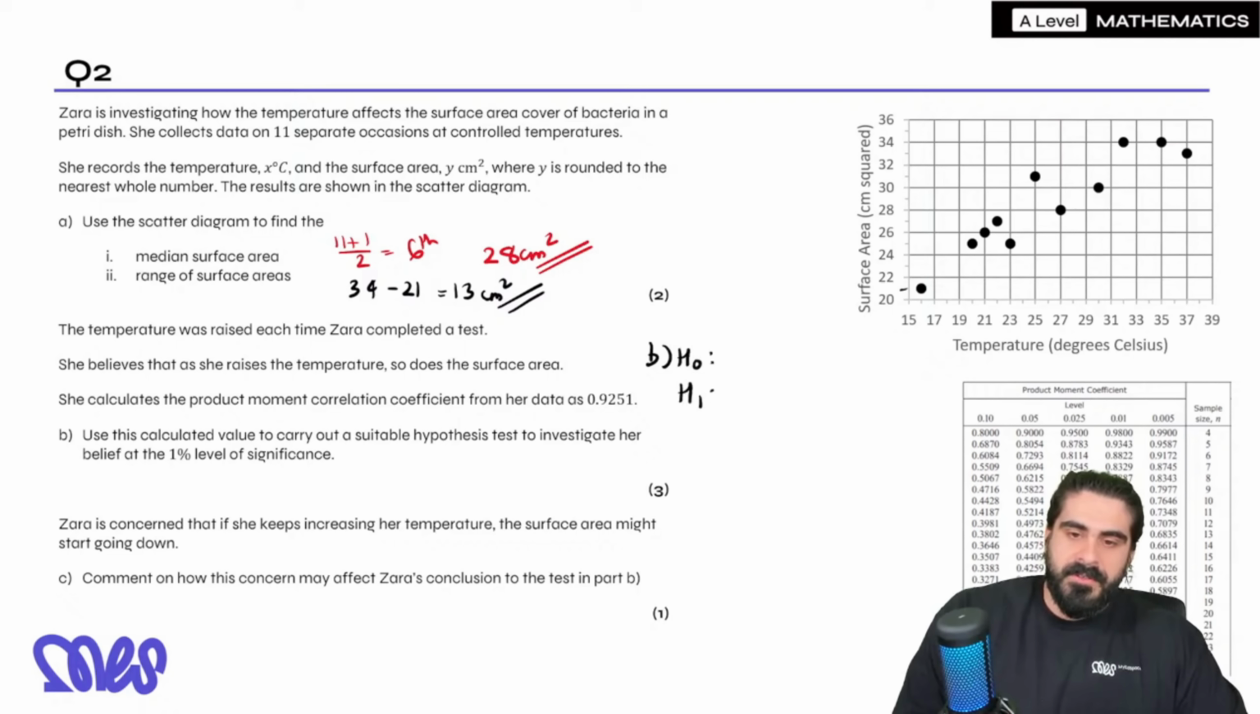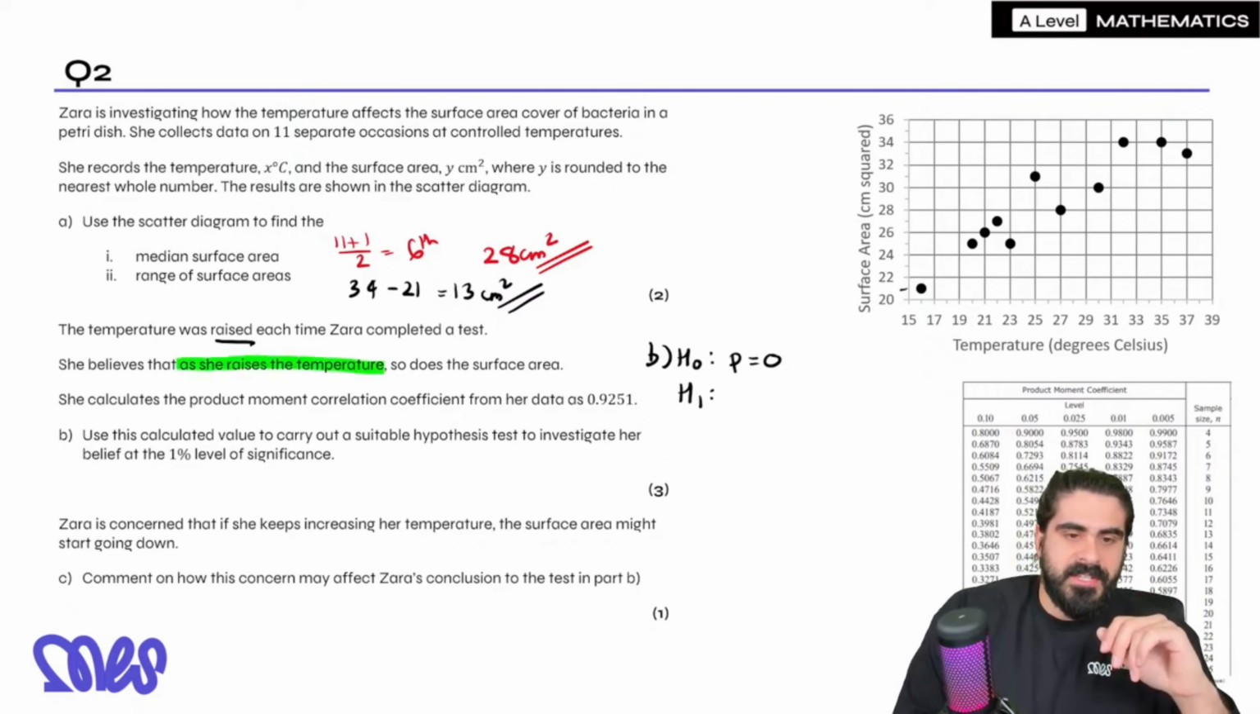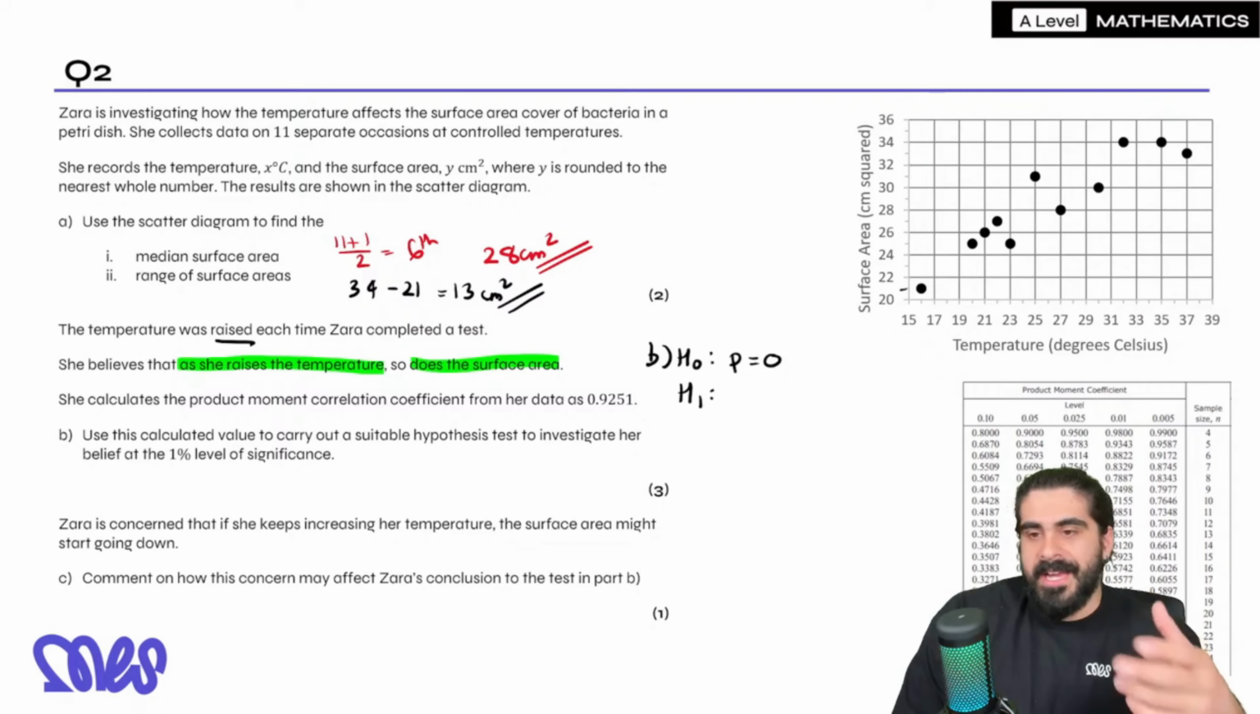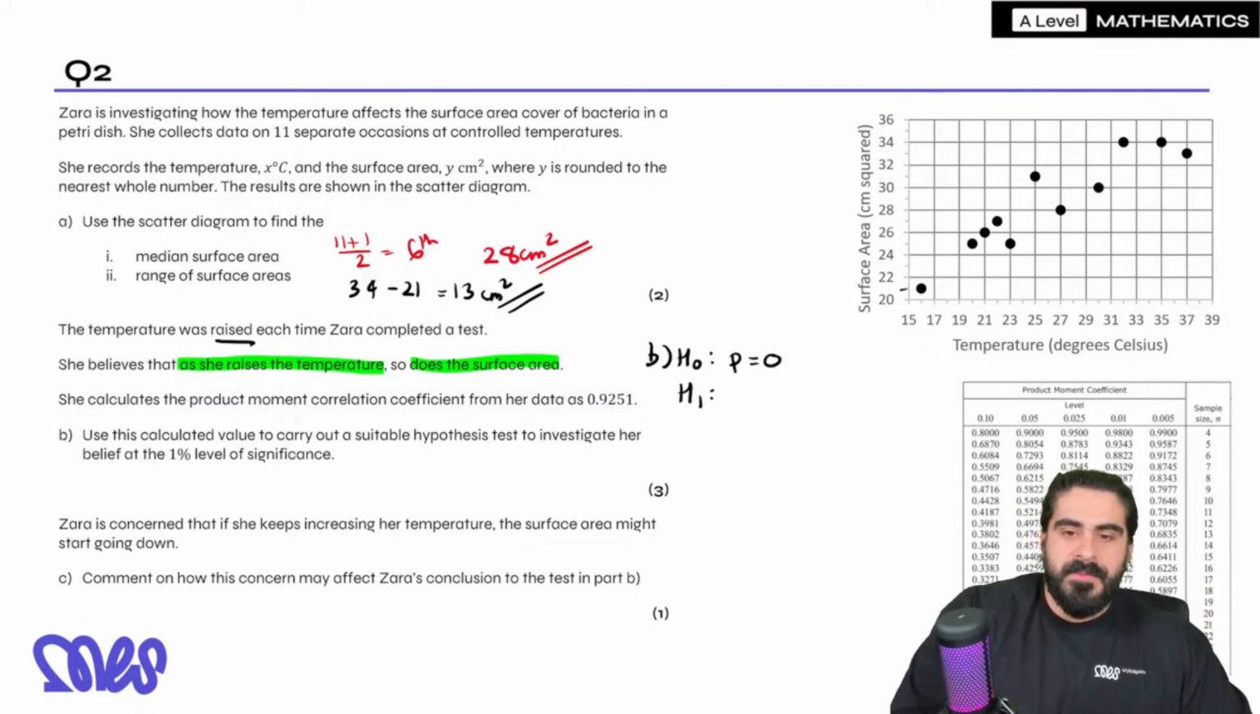And H1. P is 0, good. Our population constant is 0. H1, we're testing for raising, yeah. As she raises the temperature, so does the surface area. So even though they haven't said positive correlation, that statement implies positive correlation. We're going to say P is bigger than 0. Now we find our critical region.